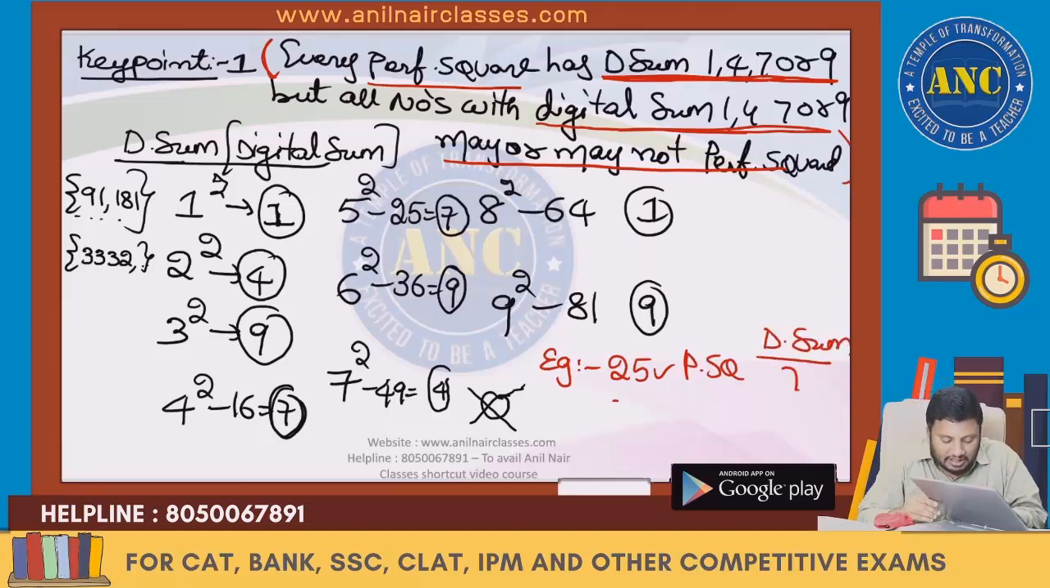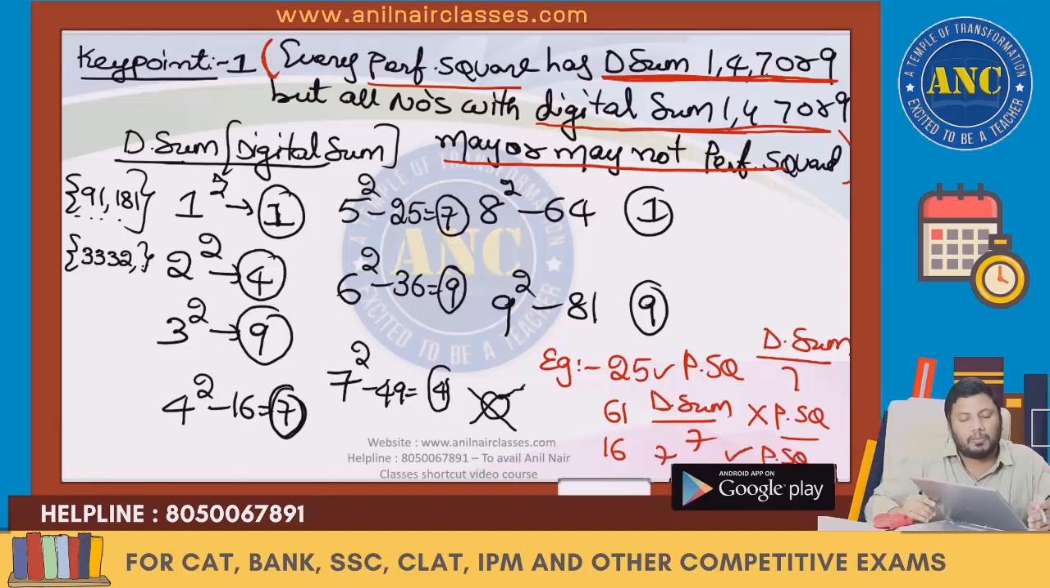But if you take 61, what is the digital sum of 61? 7. Is it a perfect square? It is not a perfect square. If I take 16, it is 7. It is a perfect square. Reverse case may or may not be true. If a number is a perfect square, it should have digital sum 1, 4, 7 or 9. But the reverse may or may not be true.